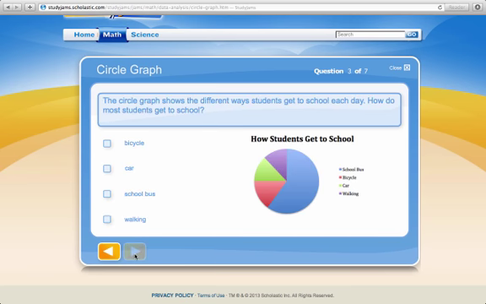The circle graph shows the different ways students get to school each day. How do most students get to school? Bicycle, car, school bus, walking.